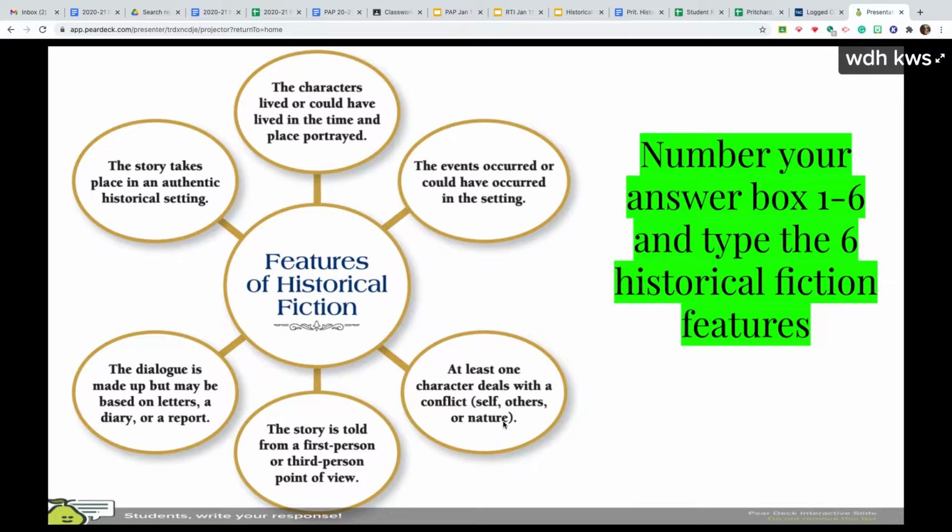The story is told from a first-person or third-person point of view. The dialogue is made up but may be based on letters, a diary, or a report. The story takes place in an authentic historical setting. Don't forget to number your answer box 1 through 6. Everyone should be typing. It's right in front of you.